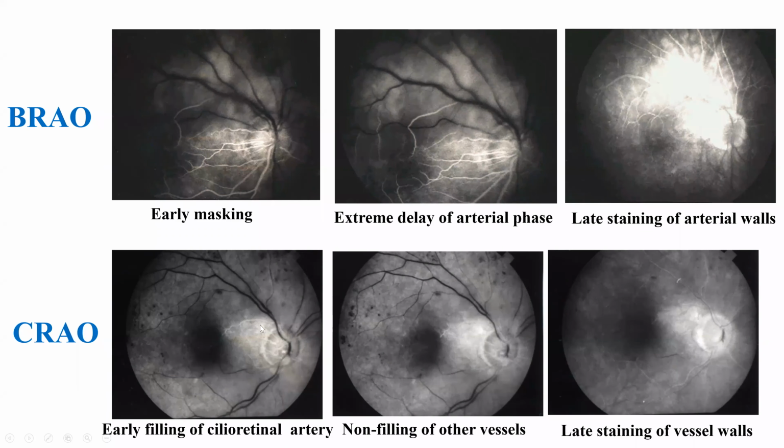So you can see that the cilioretinal arteries are filling, but the retinal arteries themselves are not filling. So there is choroidal flush because of the filling of the choroidal circulation. The short ciliary arteries are filled, but the retinal arteries are not filled. Even in the late stages, there will be staining of the vessel wall, but there is no filling of the retinal arteries.